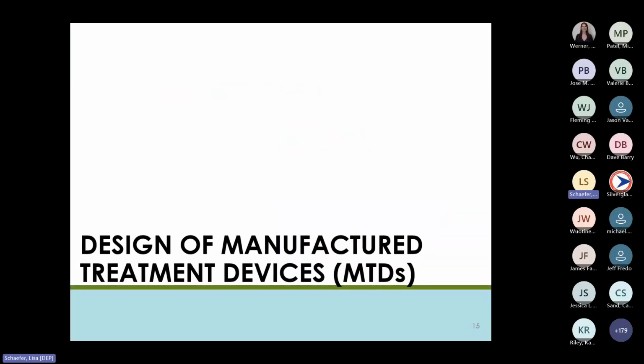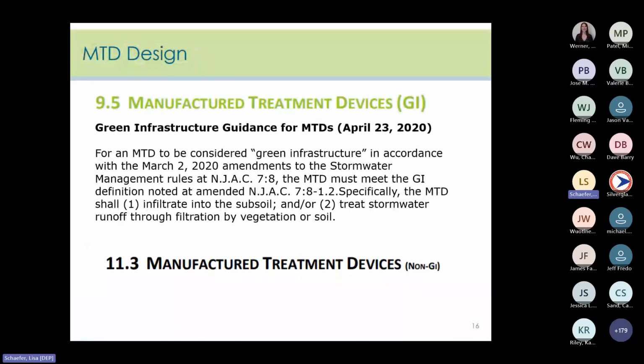All right, so now let's talk about the design that includes an MTD. So some of this information may be a little repetitive, but we often see incorrect sizing calculations in our reviews. So therefore, we're hoping that this emphasis will inspire a little extra attention be given to MTDs proposed for a project. All right, so under the stormwater management rules that went into effect on March 2nd of 2021, there are two major categories of MTDs.